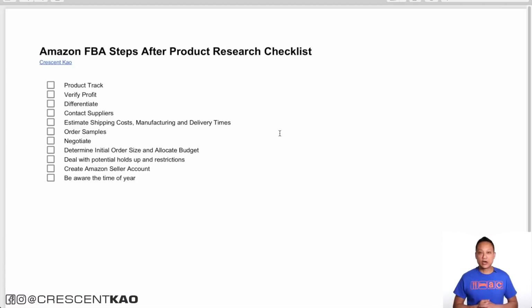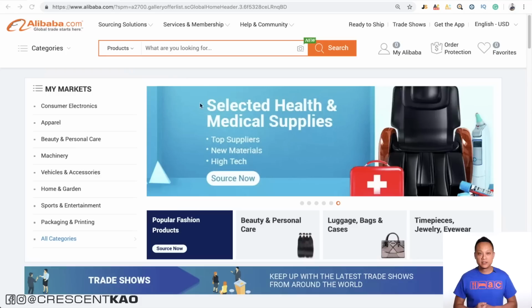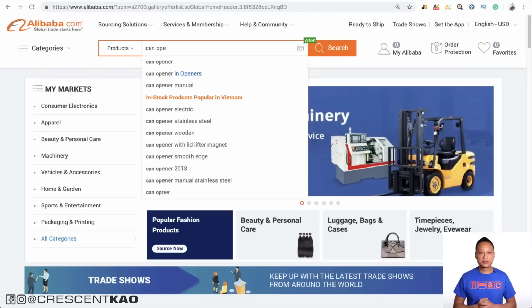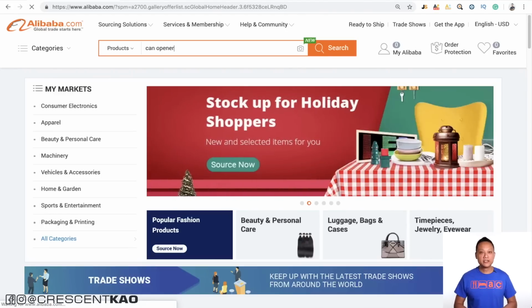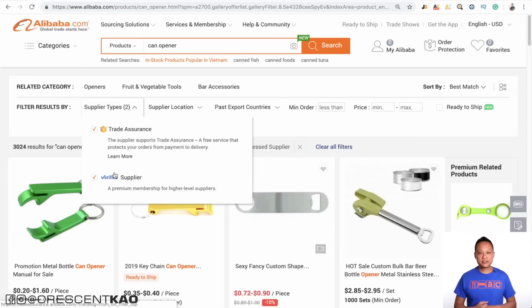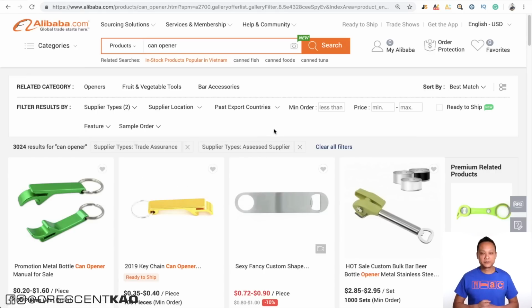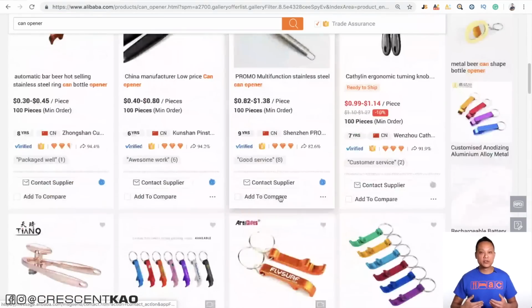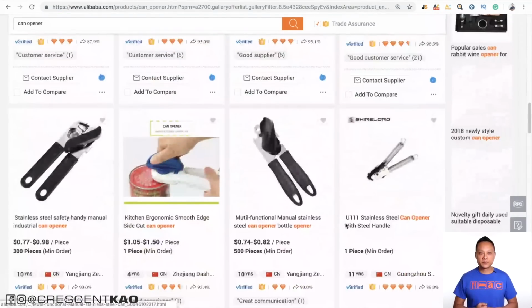Now, once you've decided on how you plan to differentiate, you can contact suppliers to get quotes. The most common method is to search on Alibaba.com. For example, if you're looking for a can opener, just do a search for can opener and make sure to choose trade assurance and verified supplier. Now you can go through the list of suppliers that manufacture the type of can opener you're interested in selling. You want to contact as many suppliers as possible, as you'll find that a lot of them won't respond or will take days to respond. And you don't want to work with businesses that operate that way.